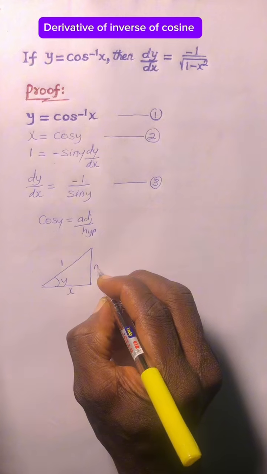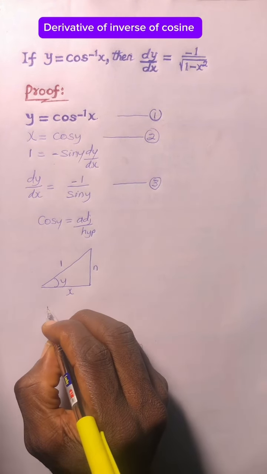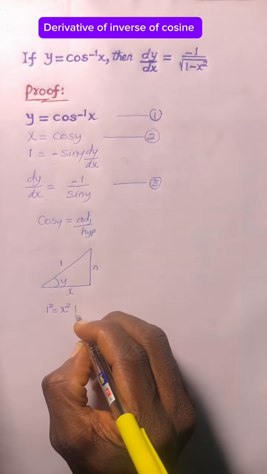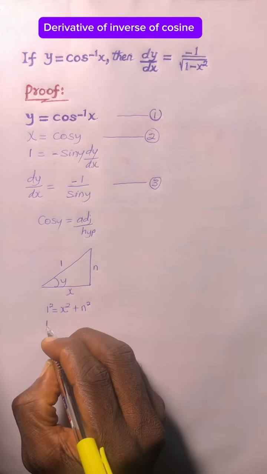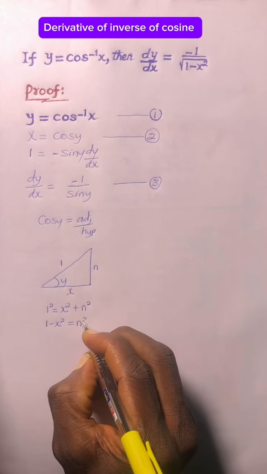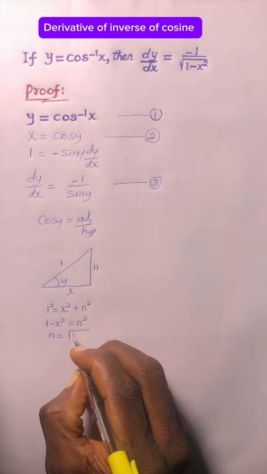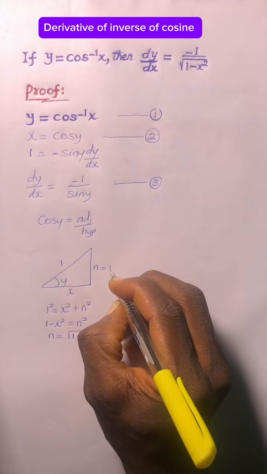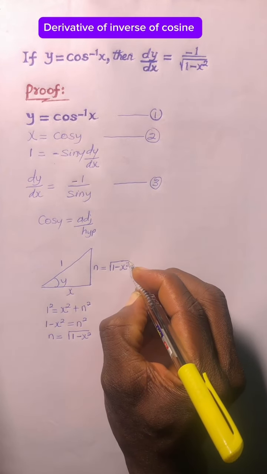Then we can let here to be n, and by using the Pythagoras theorem, we have 1 squared equal to x squared plus n squared. 1 squared minus x squared equal to n squared, so that n equal to the square root of 1 minus x squared. Here becomes square root of 1 minus x squared.